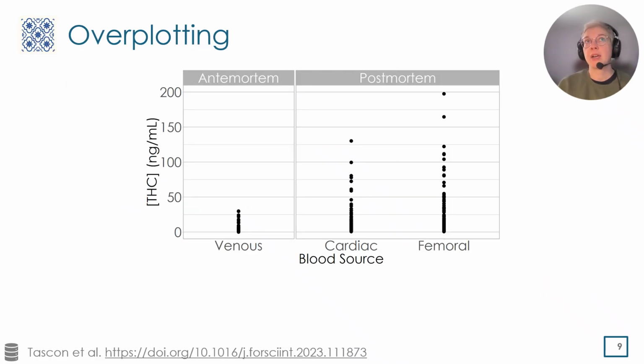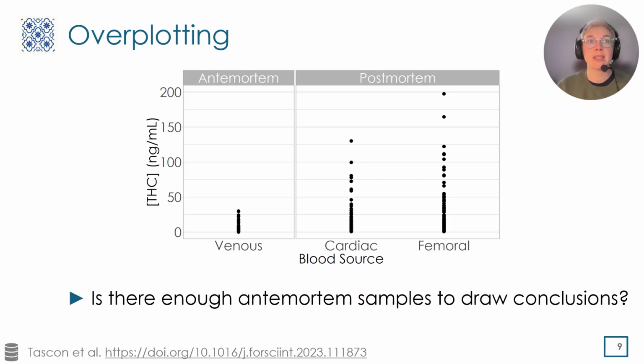And another example of overplotting would be this, because I look at this and I go, okay, is there enough antemortem samples to draw a conclusion here? All of the points are on top of one another. It doesn't tell me much about the number of points that are there. It's kind of hard to see.